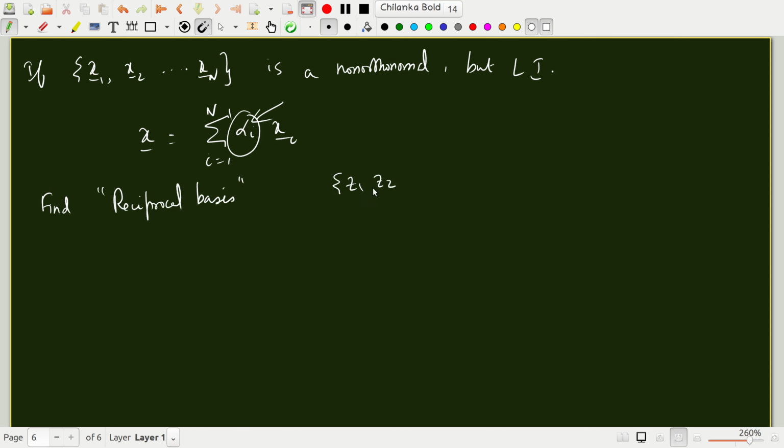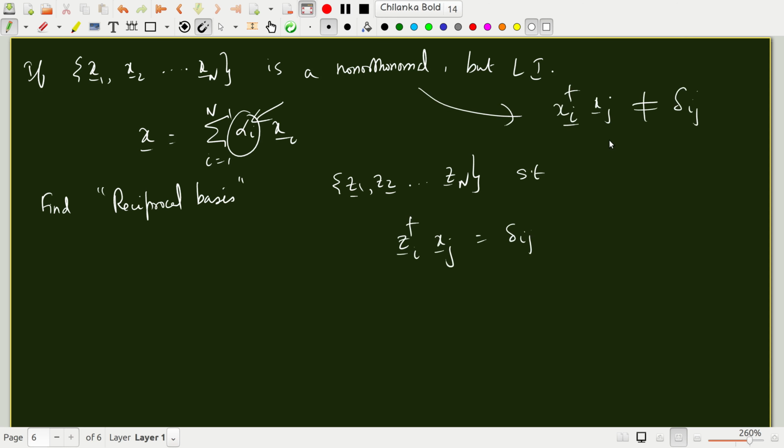z1, z2, up to zn, a set of n vectors such that zi dagger xj is delta ij. We know that when the basis is non-orthonormal, then xi dagger xj is not delta ij, right? Because it's non-orthonormal. But what we are saying is, suppose we find another basis called the reciprocal basis containing the vectors z1, z2, so on up to zn, such that if I take zi dagger operating on xj, then these two sets of vectors are orthonormal. Okay.